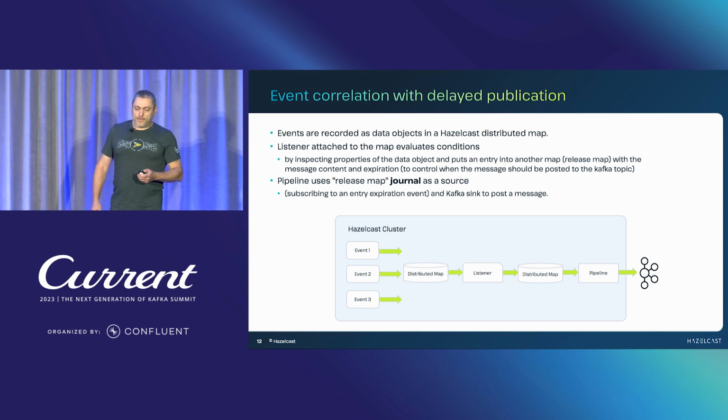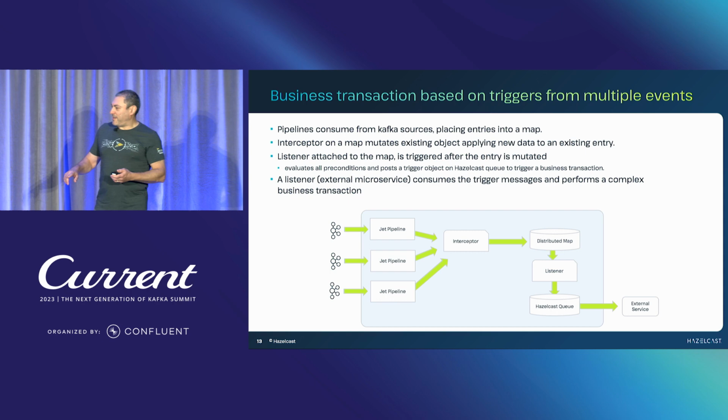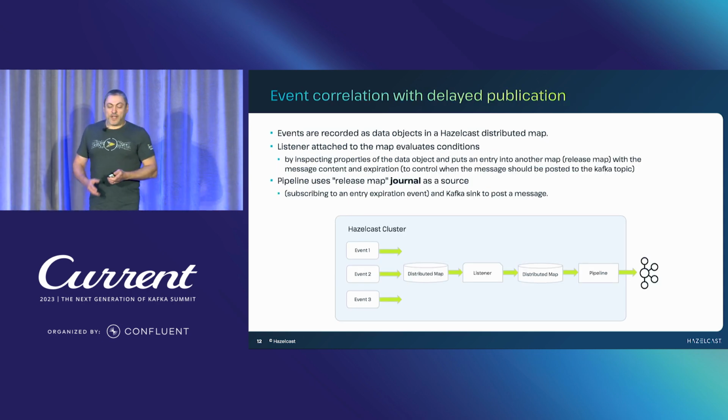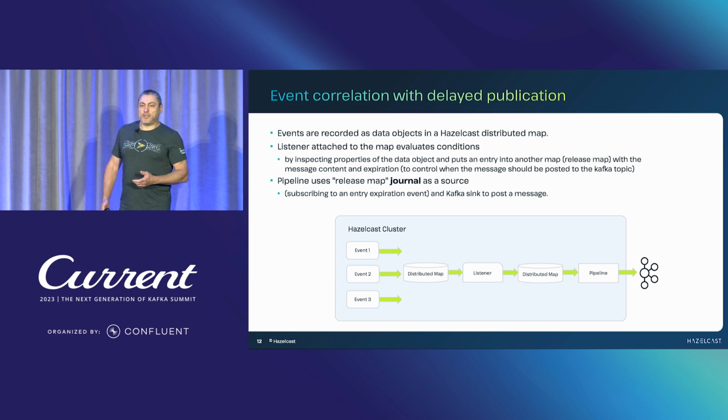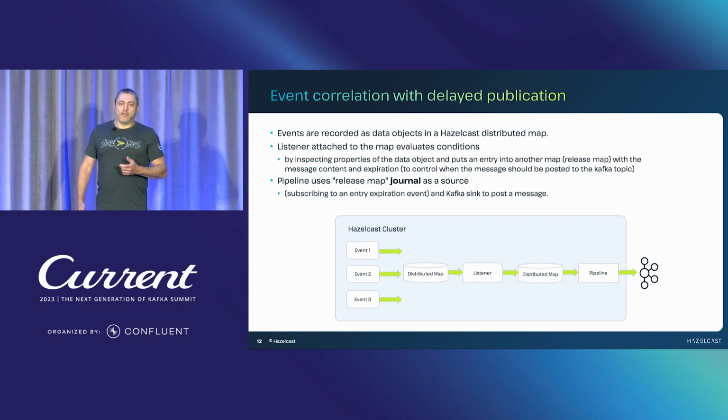In this case, sorry, let me step back, I clicked too early. In this case, we write the events into the map and attach a listener to the map that listens on every event written on an entry. When an event results in the requirement to publish something to Kafka, only then we put this entry into another map with an expiration. The trick here is that you can put the logic in the listener to tell the entry when the event should be published. The way it's done is through the expiration.